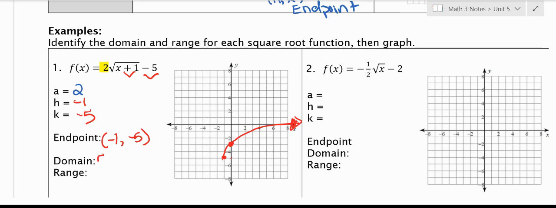Our domain includes our endpoint, so it goes from negative 1 to infinity. And then since it's going upwards because it's positive, the range goes from negative 5 to infinity.